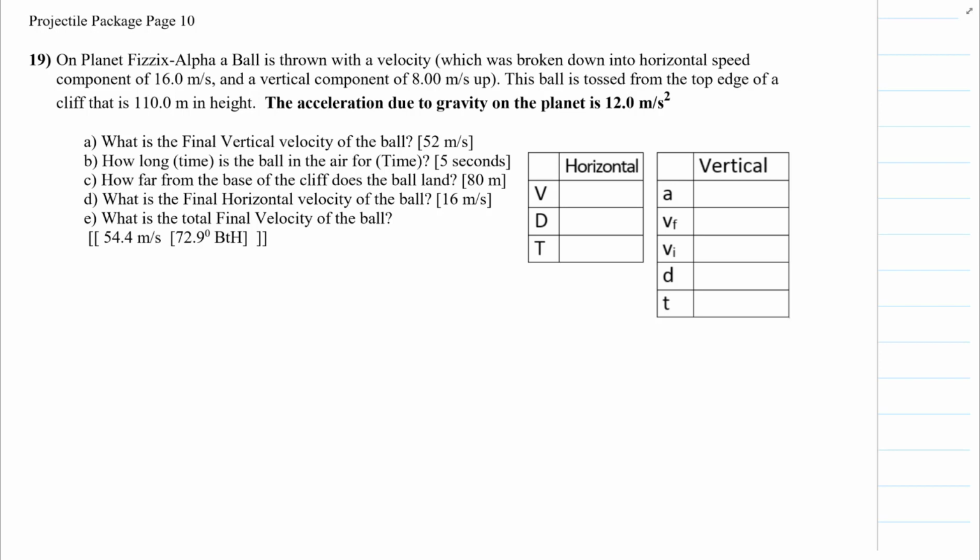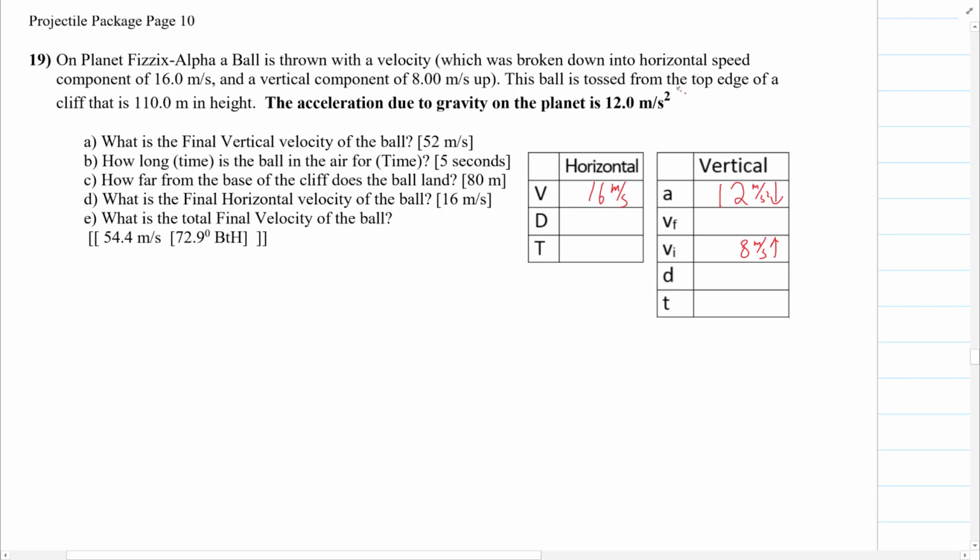So there's lots of stuff. Let's try to fill in this whole table. Okay. So let's get a start, and let's make sure that we understand it's not the 9.8. We're on a different planet here. It's 12, and it's down, in meters per second squared. The initial speed is 8, and it's up, meters per second. And the horizontal is 16 meters per second.